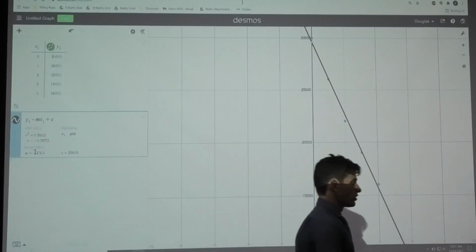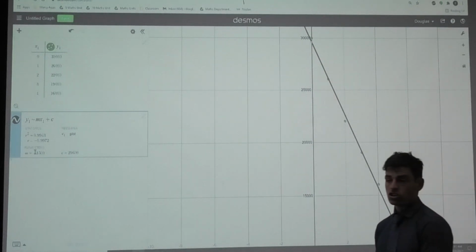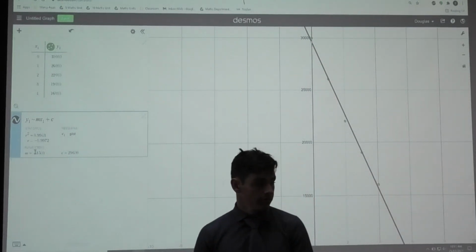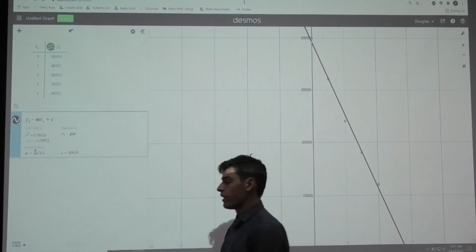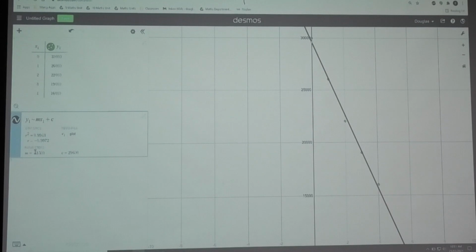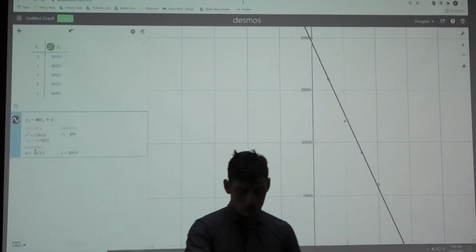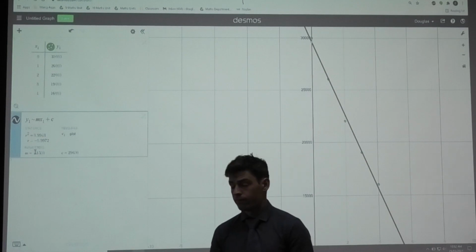So if your R squared value, Jack, I can't believe you've already written that down. So if your R squared value is near 1, so if it's like 0.9 something, then you have a good fit. Does that make sense? So if your R squared value is near 1, you've got a good fit.